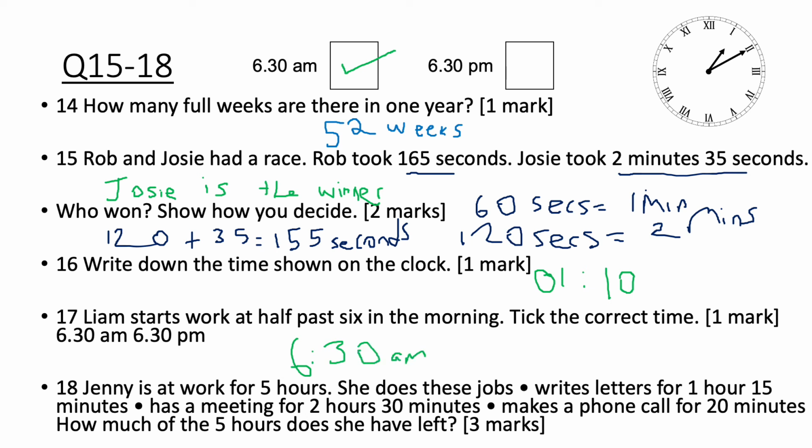Okay. Right, guys, question number 18. Jenny is at work for 5 hours. She does these jobs: writes letters for 1 hour 15 minutes, has a meeting for 2 hours 30 minutes, makes a phone call for 20 minutes. How much of the 5 hours does she have left? Well, 1 hour 15 minutes plus 2 hours 30 minutes is 3 hours 45 minutes.